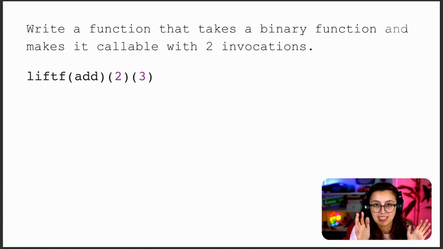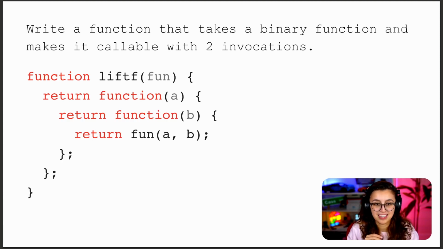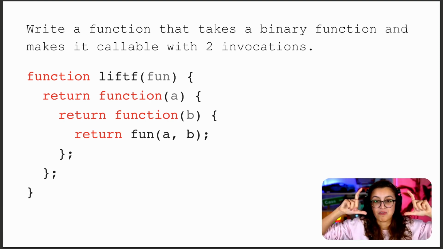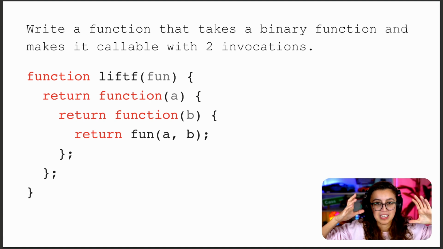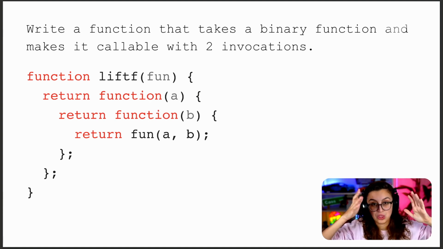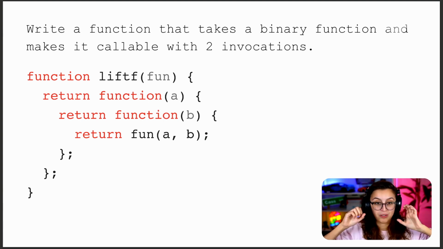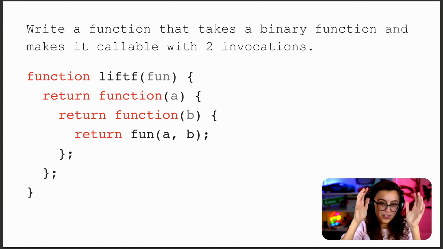Okay, I'm assuming that you wrote everything, and let's see what you wrote. Here's the solution. Once again, we are just returning more functions that do more things. And so that liftf takes in the function that you want to pass in. In our example, it was add. Then we return a function a that would take in the 2 from before, return a function b that would take in the 3 from before, and then that last one, it returns the initial function that you passed in and adds them all together.